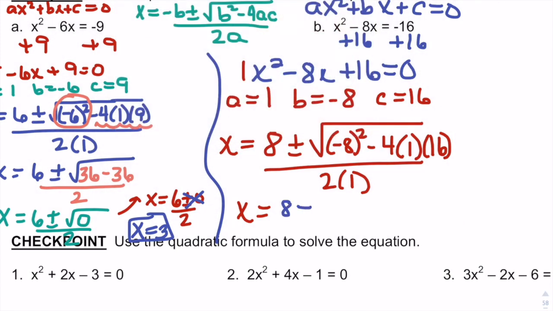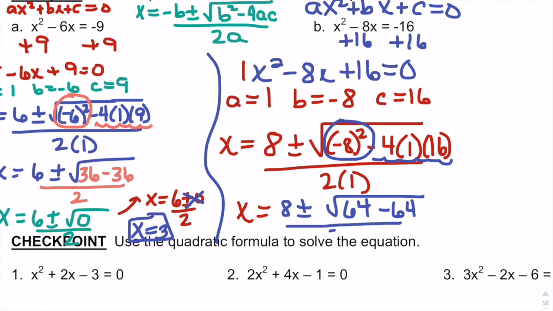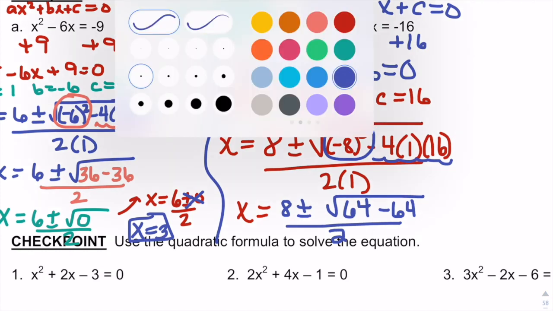Simplifying, keeping the 8, looking at the square root. Negative 8 squared, remember parentheses around the negative 8, positive 64. And then those three numbers being multiplied. We have a negative 4 times 1 times 16. Put that in your calculator. Negative 4 times 1 times 16 is negative 64. On the bottom, 2 times 1 is 2. So this problem is working out great.